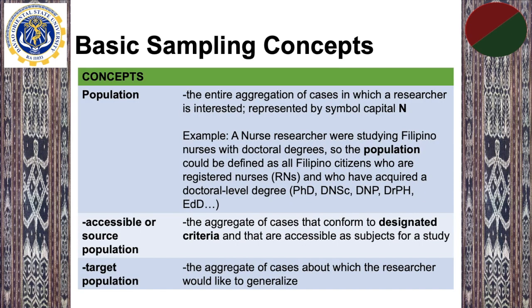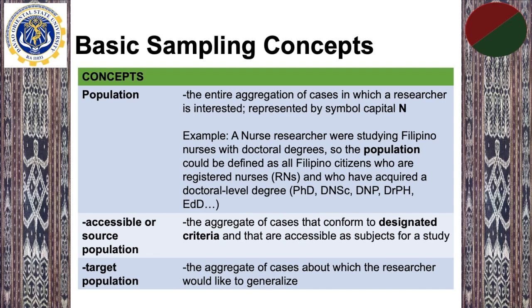For the first concept in basic sampling, we are going to define what a population is. This refers to the entire aggregation of cases in which a researcher is interested and is represented by a capital N. An example here is that if a nurse researcher were studying Filipino nurses with doctoral degrees, the population could be defined as all Filipino citizens who are registered nurses and who have acquired a doctoral level degree. In relation to the concept of population are the following concepts: accessible or source population and target population.